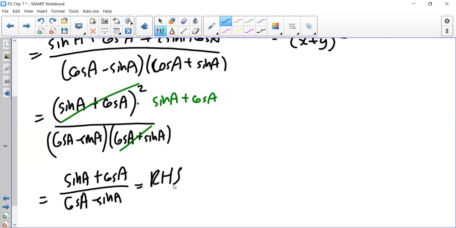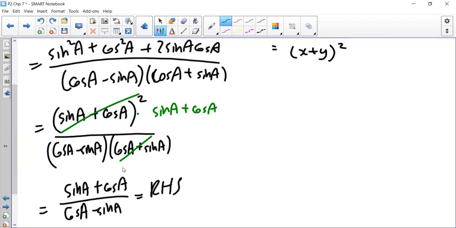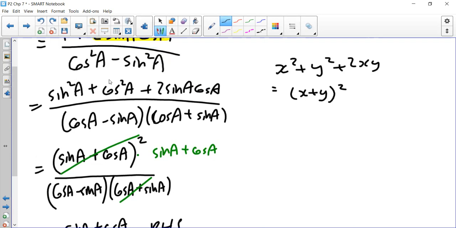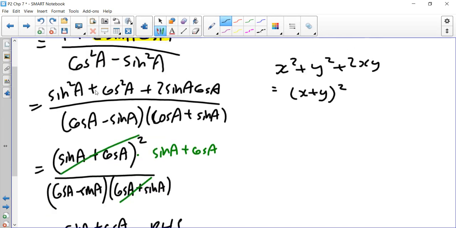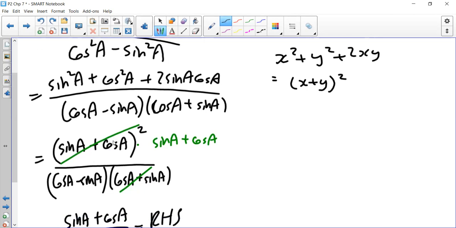So that's the clever way. Okay, but that's quite difficult to spot. First, you have to change 1 into sine squared plus cos squared. And also, you have to realize the denominator is a difference of 2 squares. And also, you have to realize sine squared A plus 2 sine A cos A plus cos squared A is the same as sine A plus cos A squared.